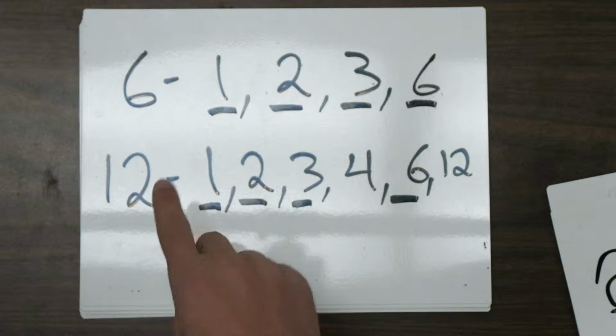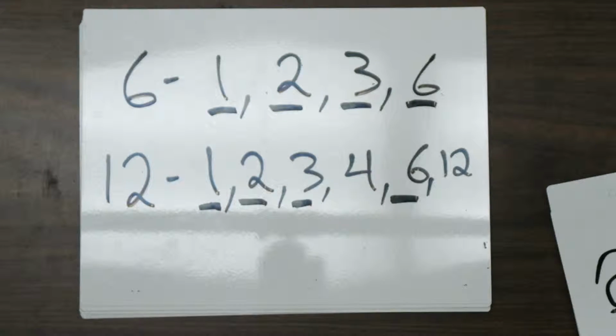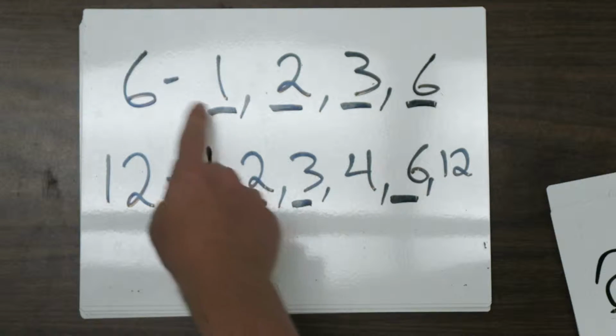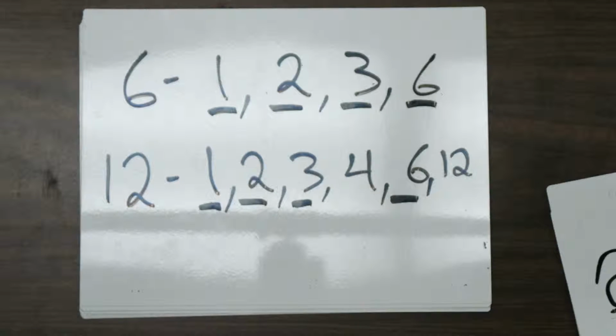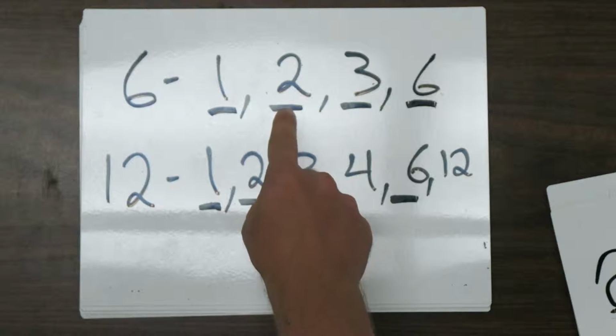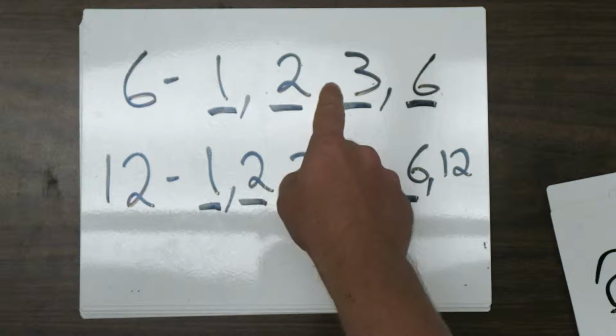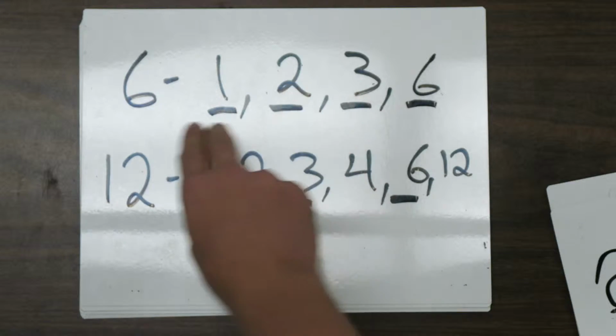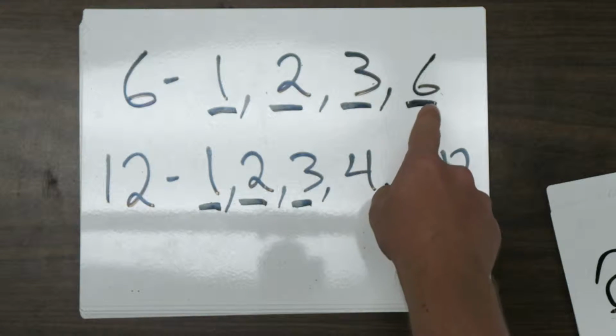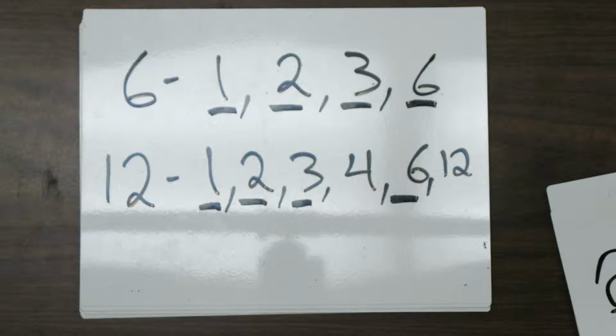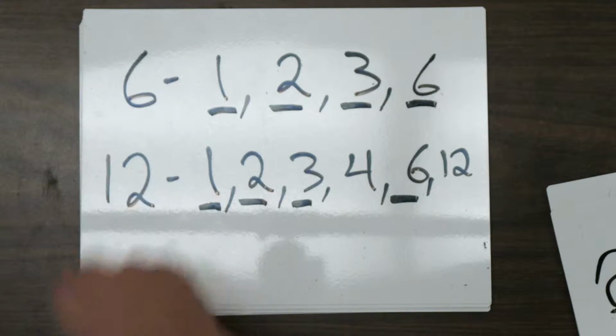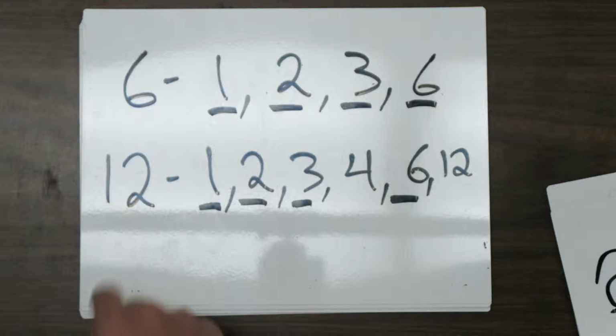So let's go ahead and take a look at how I came up with these factors. Well, I know that I can divide 1 into 6 because I can divide 1 into any number. I can also divide 2 into 6 and 3. If I multiply 2 times 3, I get 6. And then I can divide 6 into 6 as well, and that's 6 times 1. Now let's look at 12.